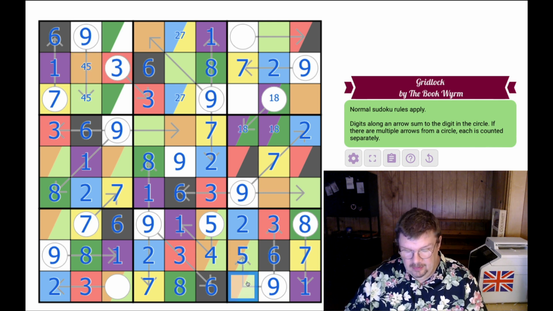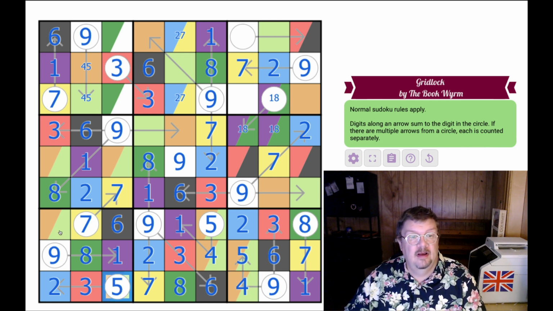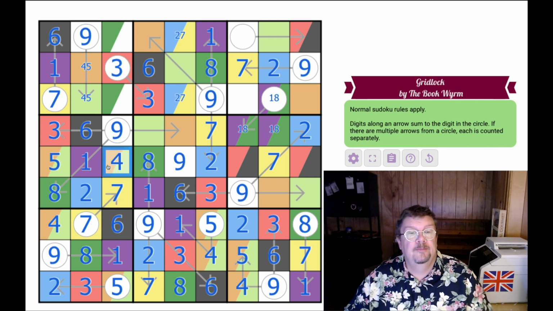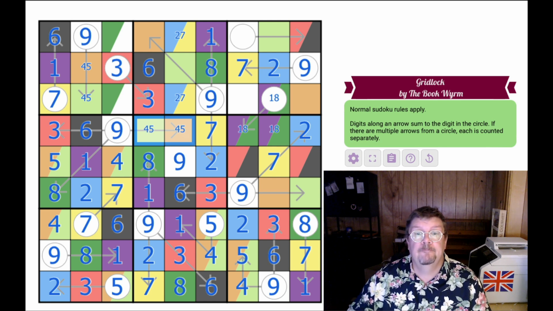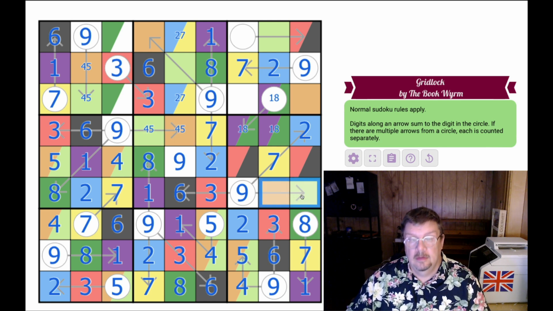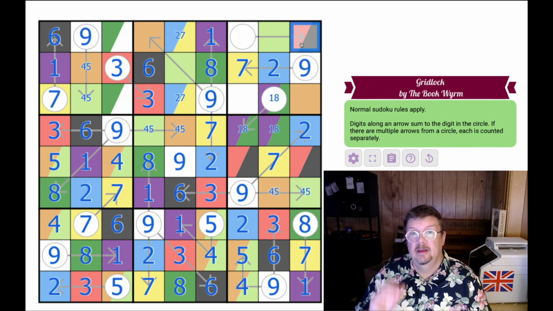That's a 5 and that's a 4. We don't know which colours they are yet. That's a 5 and that's a 4. And that's a 5 and that's a 4. And that's a 4-5 pair. That's 4 or 5.